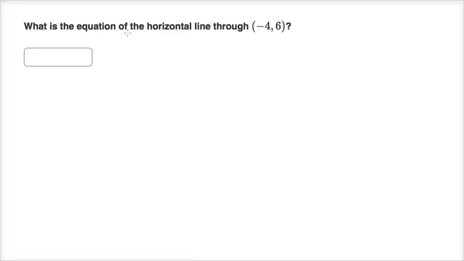What is the equation of the horizontal line through the point -4, 6? So let's just visualize this. Once you get the hang of it, you might not have to draw a graph, but for explanatory purposes, it might be useful. So -4, 6, that's going to be in the second quadrant.